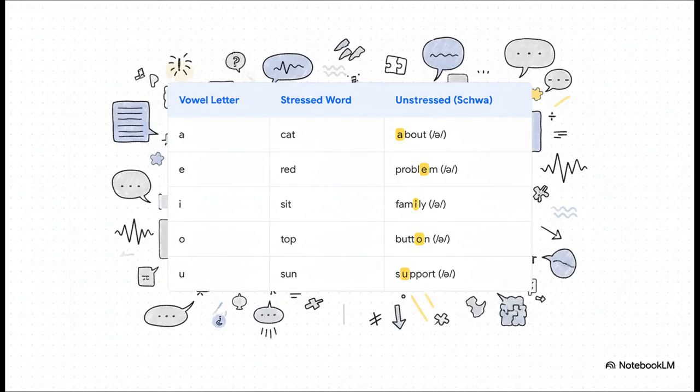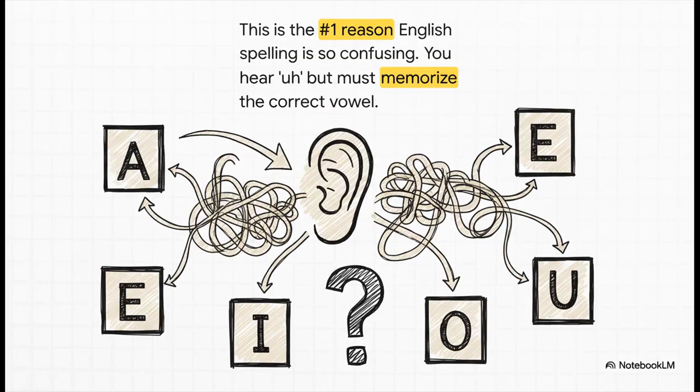And here is where it gets really tricky. Any of our main written vowels, A, E, I, O, and U, can turn into the schwa sound. You just can't look at a letter on a page and know what it's going to sound like. It all depends on stress. And this right here is the number 1 reason English spelling is so confusing for so many people. Your ear hears that sound, but your brain has to somehow dig up the right spelling. Is it an A, an E, an O? It's the source of so much second guessing.